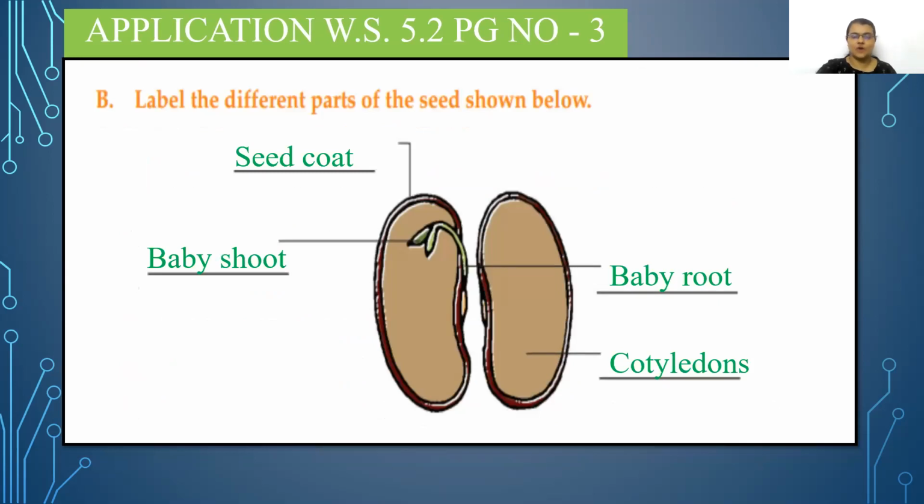Label the different parts of the seed shown below. So, the outer covering is called the seed coat. Then we have the baby shoot and the baby root, and these two structures which are present in a seed are called cotyledons, right? Cotyledons, right, children? This is how we are going to label the different parts of the seed.